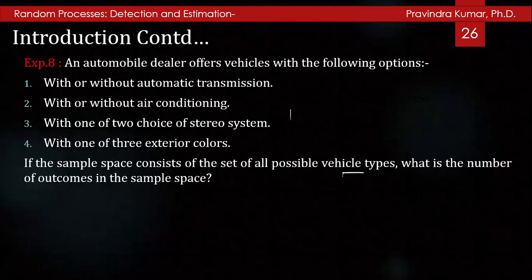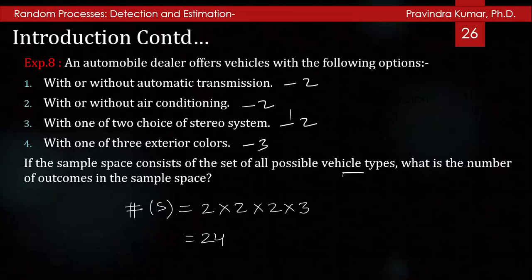You can see there are two possibilities in the first, two possibilities in the second, two possibilities in the third, and three possibilities in the fourth one. So the number of sample points will be 2 times 2 times 2 times 3, that is, 24 sample points. Or you can say 24 different possibilities of vehicle types. So the number of different vehicle types is 24 here.